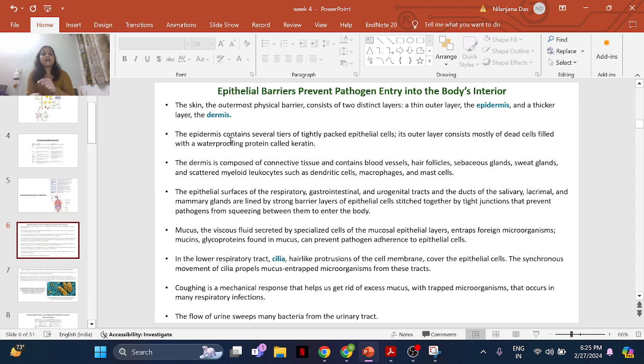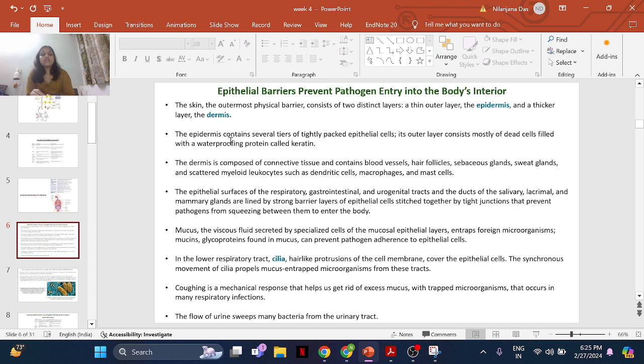So whenever there is a cut, or any small breach in this epithelial layer, there is a chance that pathogens can enter into our body. Also, the mucus, the viscous fluid secreted by our mucosal epithelial layers, entraps foreign organisms. Mucins, which are glycoproteins, are found in this mucus, and they can prevent the pathogen adherence to epithelial cells.